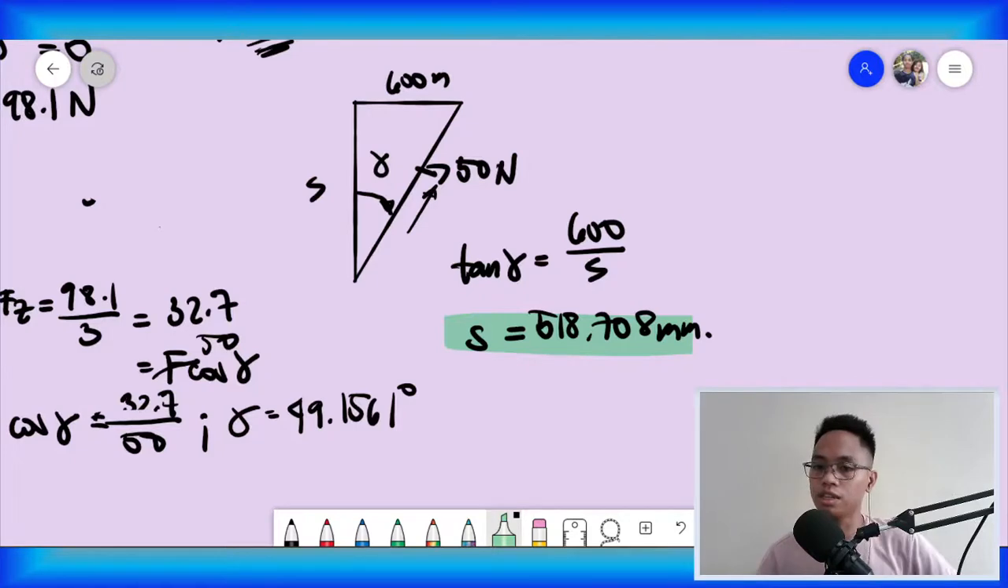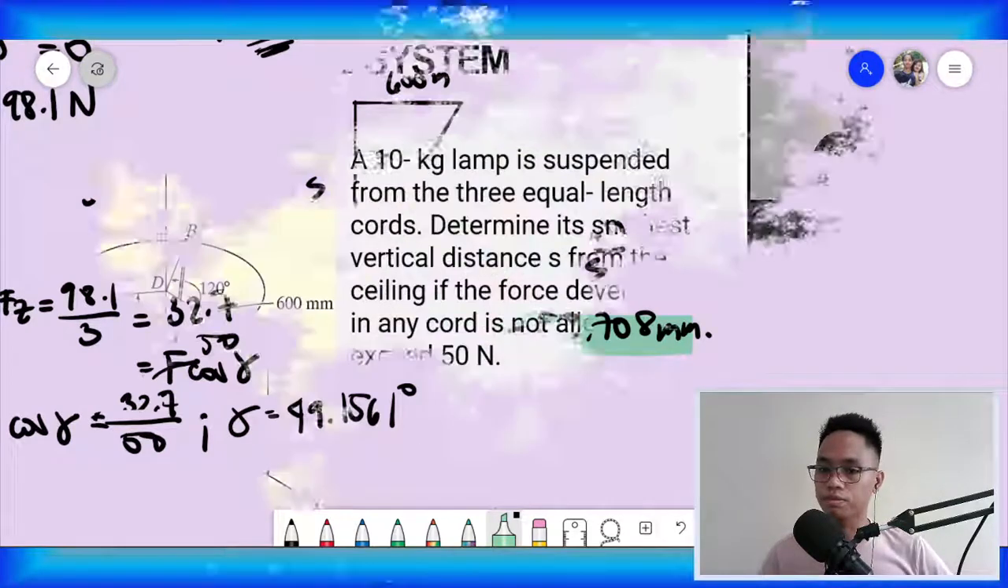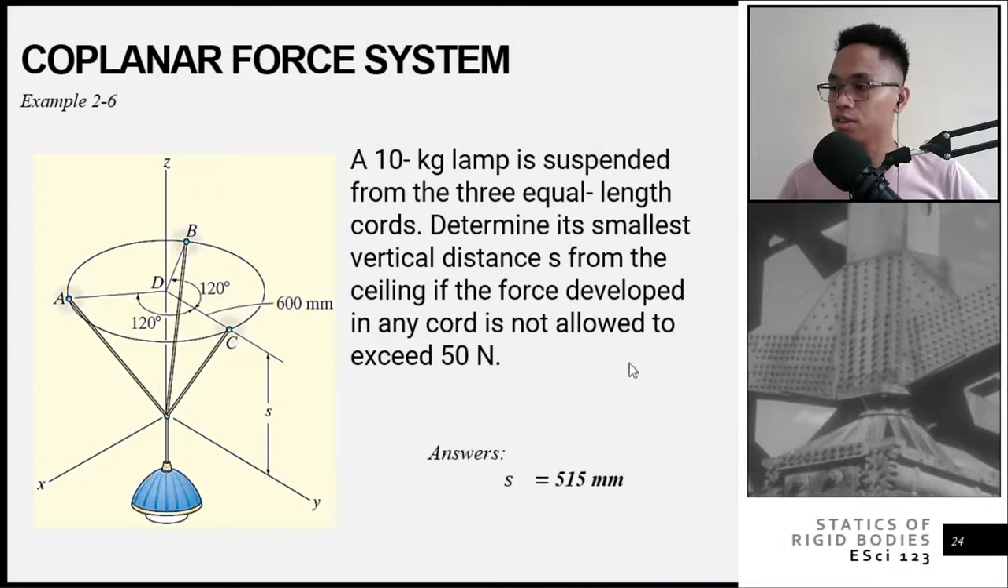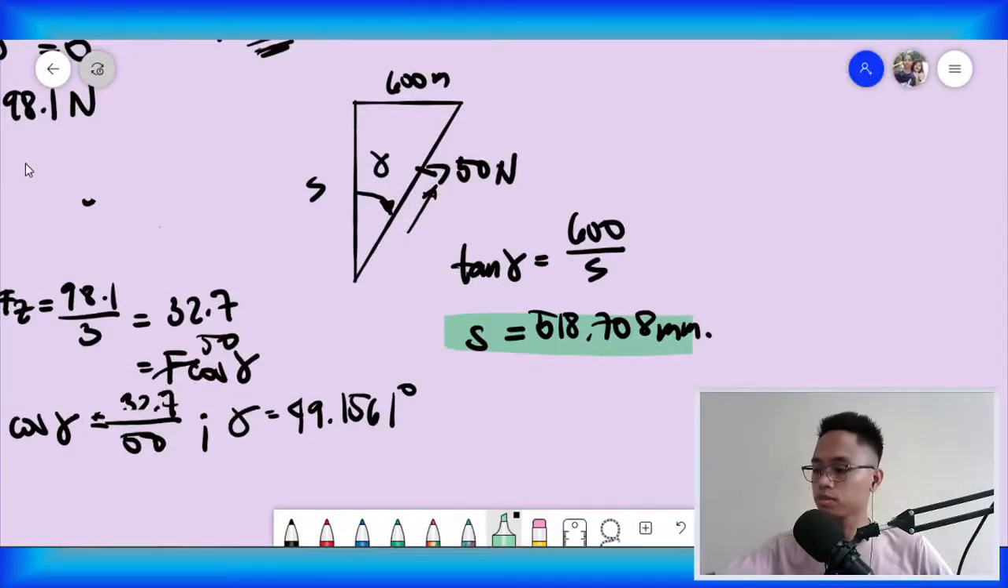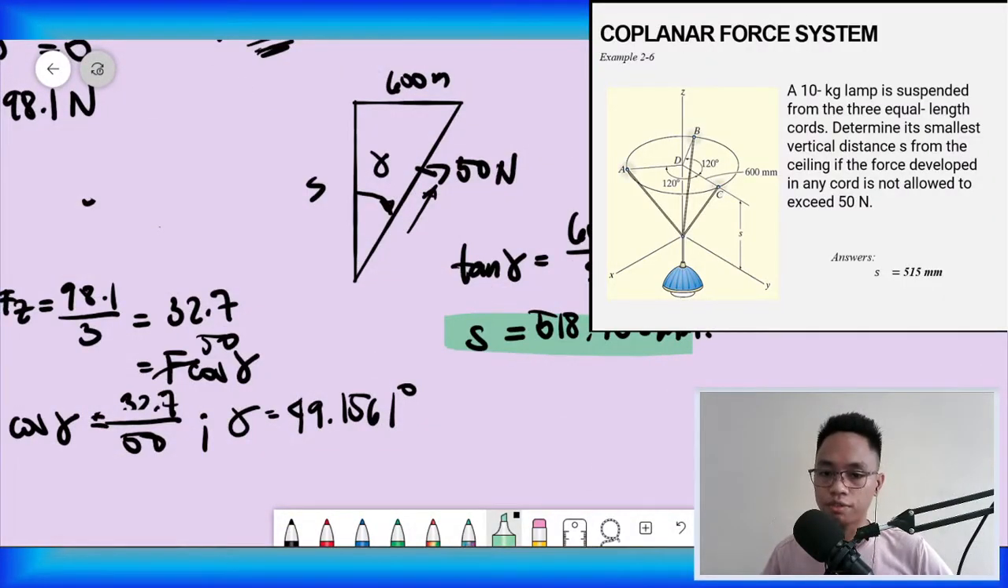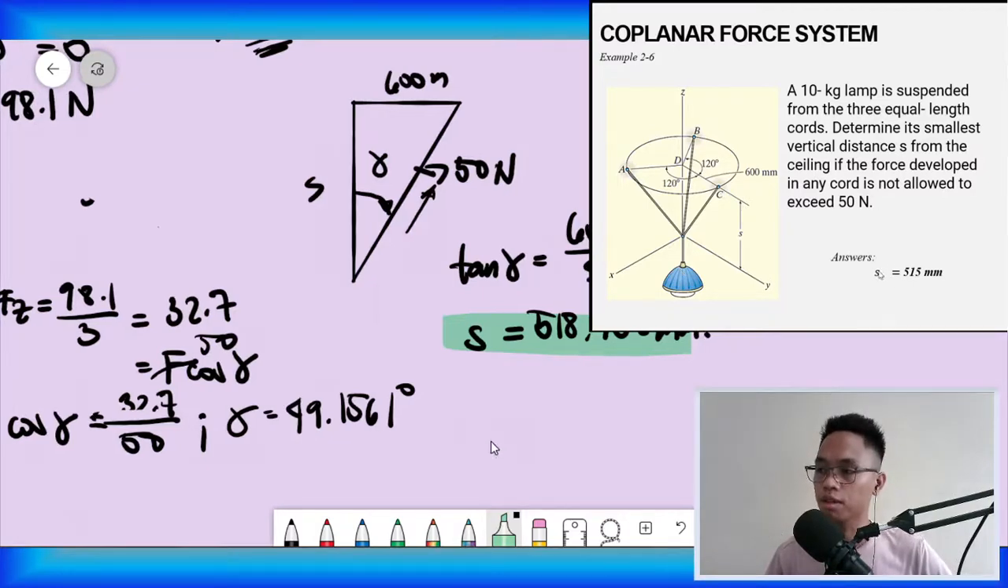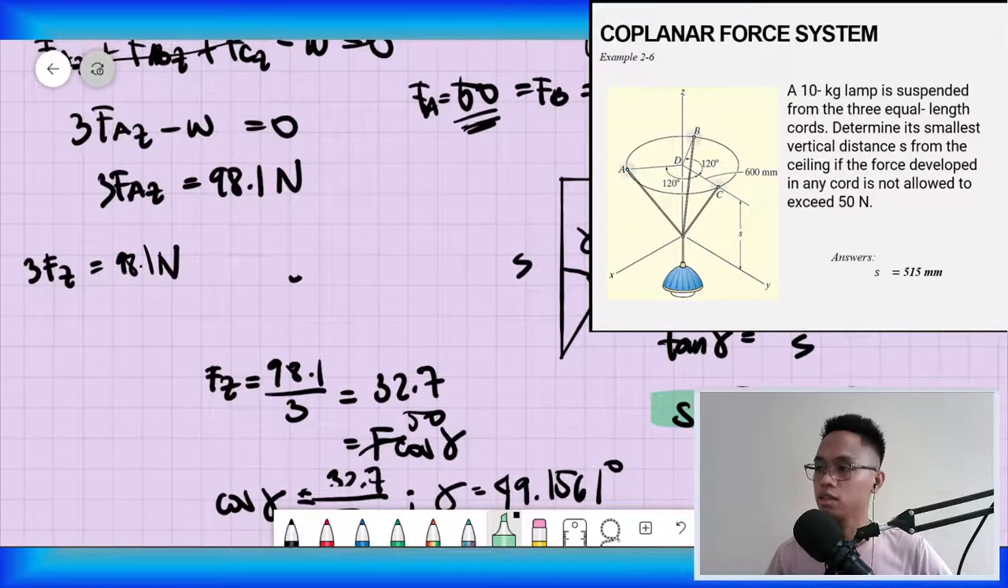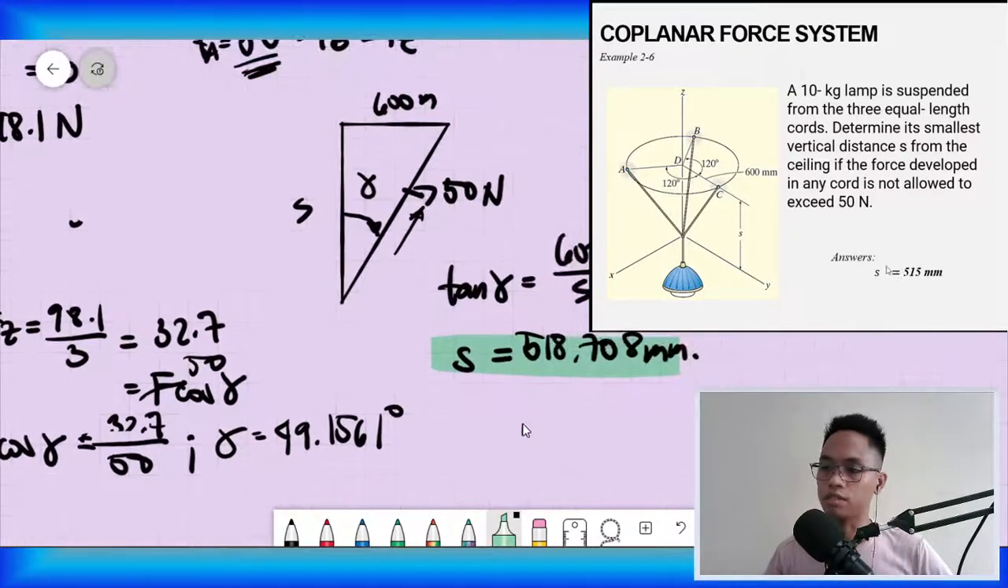So let's check if our answer is correct. Our answer is 519 mm. Correction, that is 519, not 550. It was just a typo.